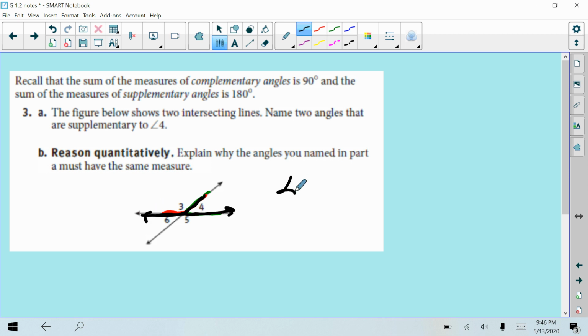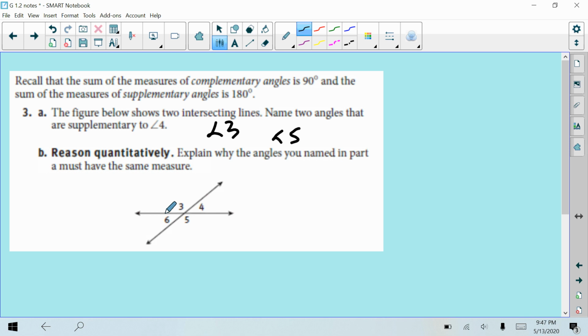So angle 3 and angle 4, I guess I should write up here because that's the question I'm on. And then it says, what other angle with angle 4 makes a straight line or 180? That would be angle 5. And it is okay to just use the one letter or number. B, explain why these angles you named in part A must have the same measure.